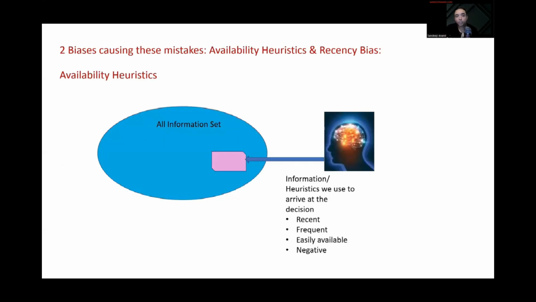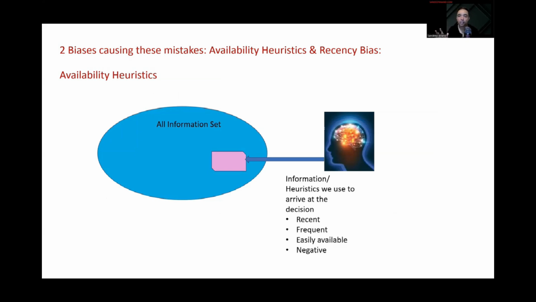Now, there are two biases causing these mistakes. As I said, recency bias is one we covered already. Availability heuristic is another bias that is very common. Availability bias also influences our day-to-day lives. What is that? Look at that picture. You have an all-information set, that is, all the information is available in that superset, right?